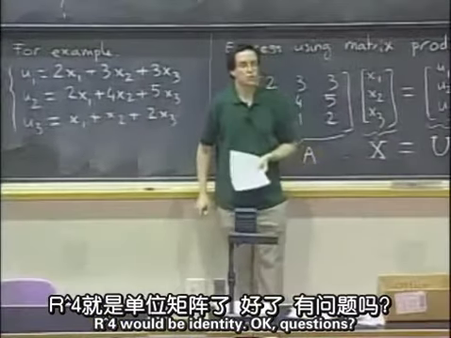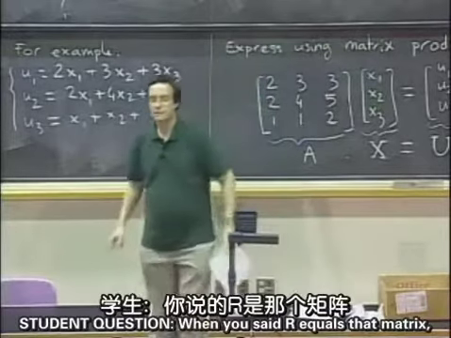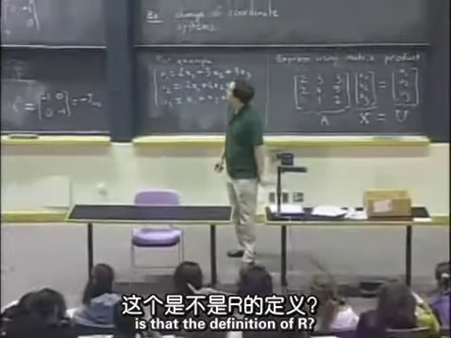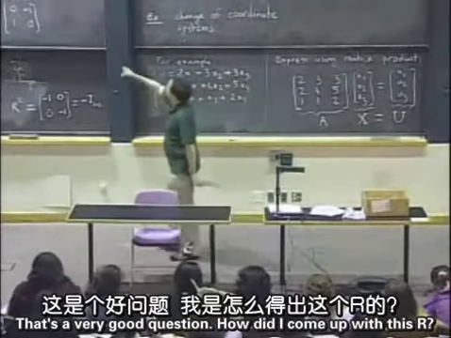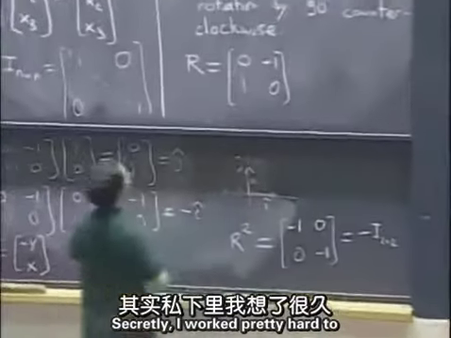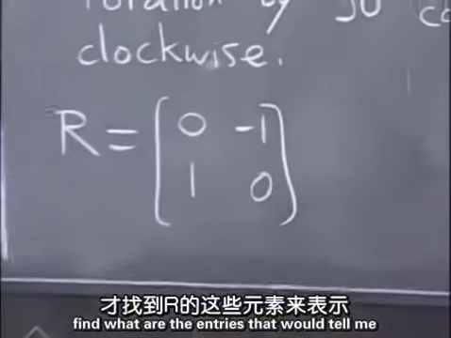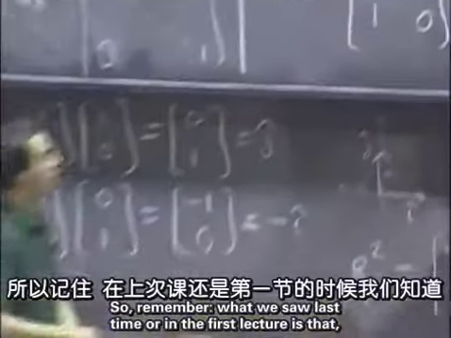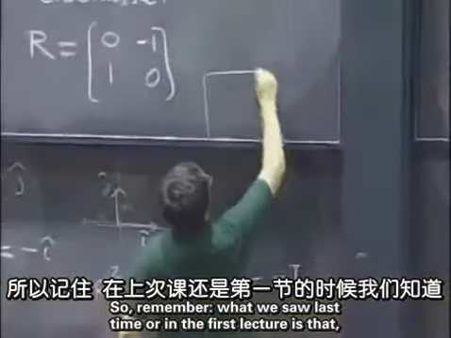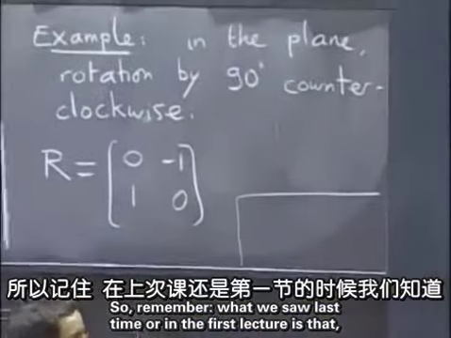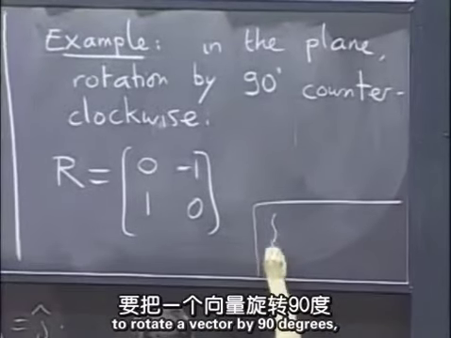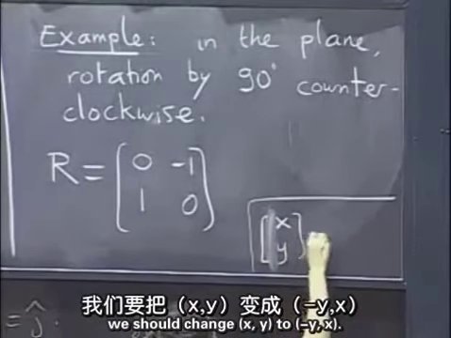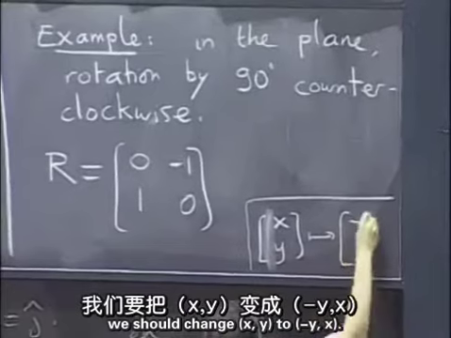Okay, questions? Yes? When you came up with R equals that matrix, is that the definition of R? That's a very good question. So how did I come up with this R? Well, secretly, I worked pretty hard to find what entries would tell me how to rotate something by 90 degrees counterclockwise. Remember what we saw, I think, in the first lecture, is that to rotate a vector by 90 degrees, we should change x, y to -y, x.